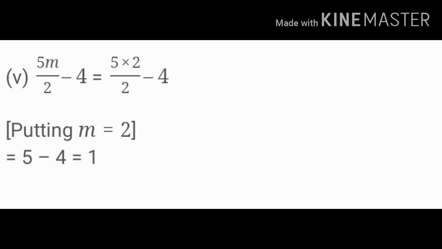Now next part, 5m by 2 minus 4. Here also m is equal to 2. So 5 into 2 upon 2 minus 4. 2 will be cancelled by 2. 5 will remain. So we are going to subtract, 5 minus 4 is equal to 1. Only we have to replace the value of m by 2 here.